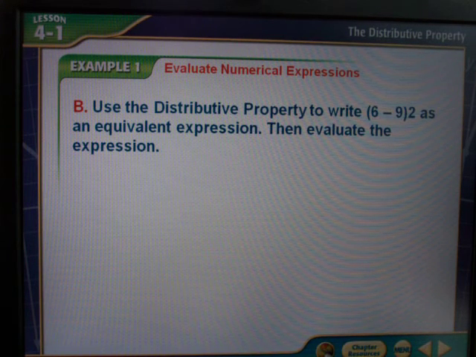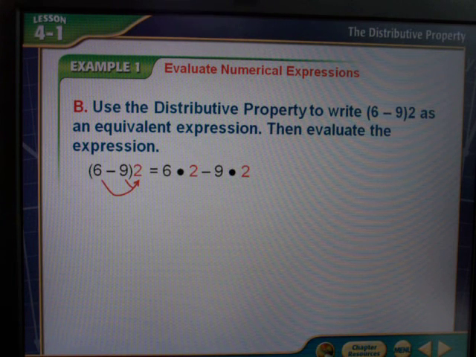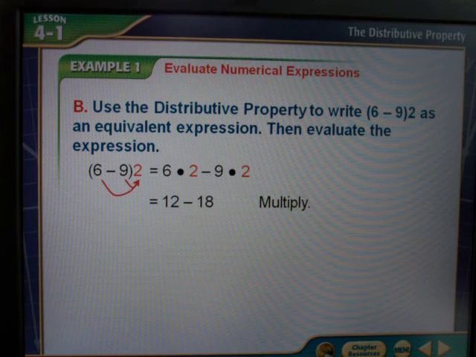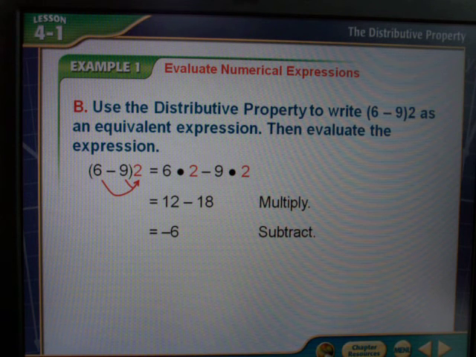Now we're going to use the distributive property to write 6 minus 9 times the quantity... 6 minus 9 times 2. Sorry, I had a problem reading that. We'll write that as an equivalent expression, then evaluate the expression. So we're going to take 2 times 6 minus 2 times 9. That's going to give me 12 minus 18. And when I subtract that, I'm going to get a negative 6.